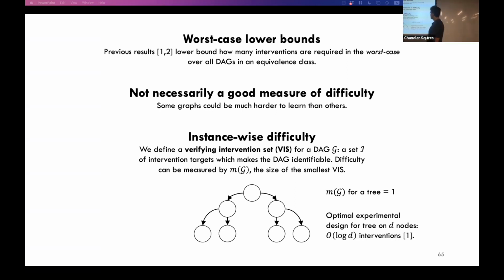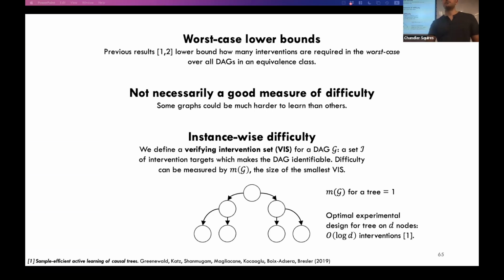And this is to contrast with the fact that if you don't know this graph ahead of time, the best you can do is this sort of bisection search, where you choose the most central node in the tree and intervene on that. And then you might have half the graph not identified and you have to keep going. So the optimal design for this is going to take log of the number of nodes interventions.